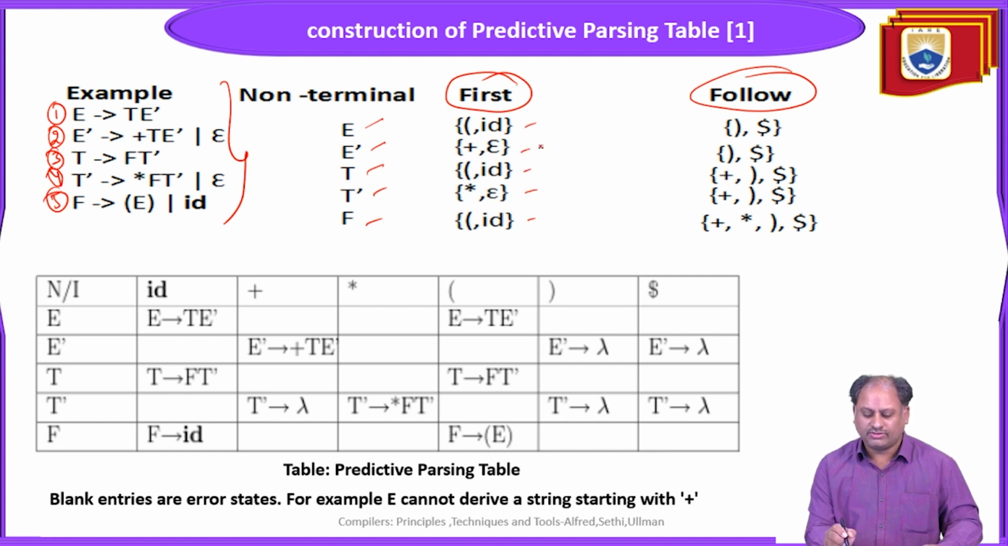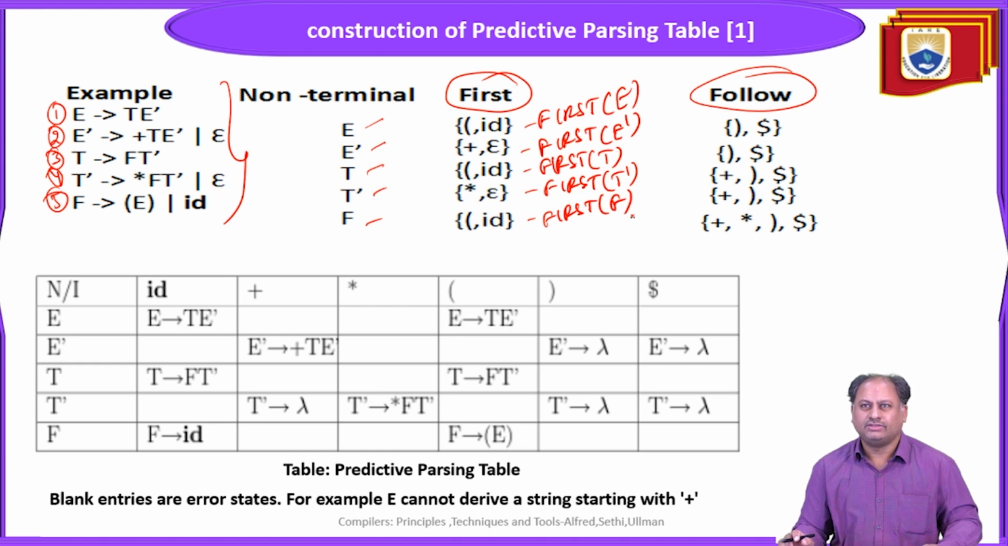First of E: we got left parenthesis, ID. First of E dash: plus symbol and epsilon. First of T: left parenthesis, ID. First of T dash: star and epsilon. First of F: left parenthesis, ID. So we get these results by applying the computation of first. And when we apply the computation of follow of E, we got left parenthesis, right parenthesis, dollar symbol.